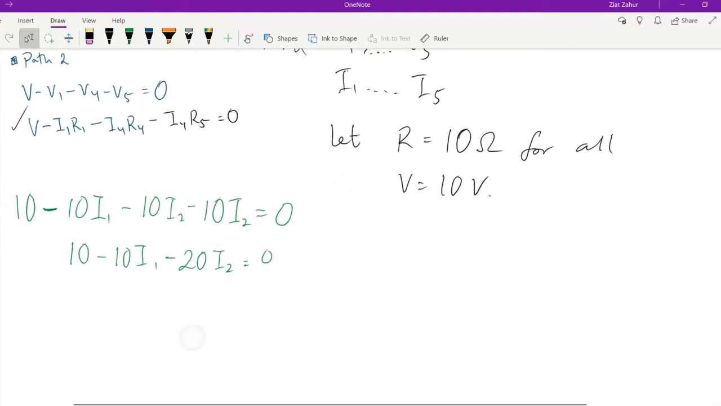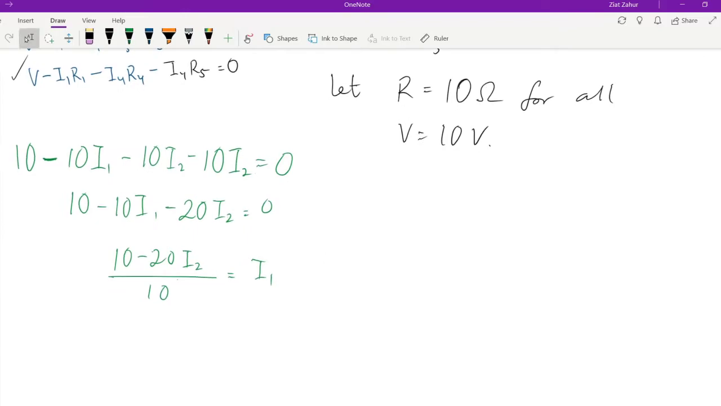Okay. This will allow us to solve for I1. We get 10 minus 20 I2 all over 10 equals I1. Divide by 10, this gives us 1 minus 2 I2 equals I1.